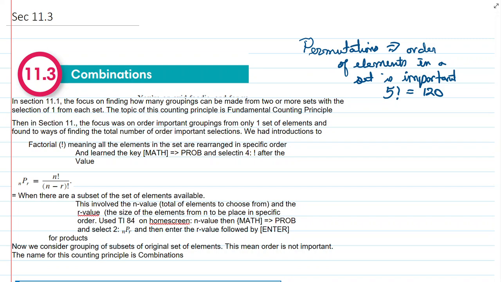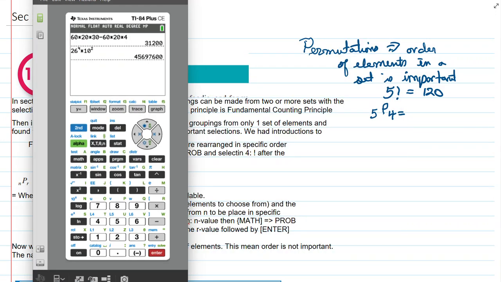Now, if we had a subset, it was easier to use 5P and however many the size. In this case, we use the calculator, and I'm going to show you that. So I would enter the 5, hit the math key, go to PROB, and choose number 2 and enter 4.